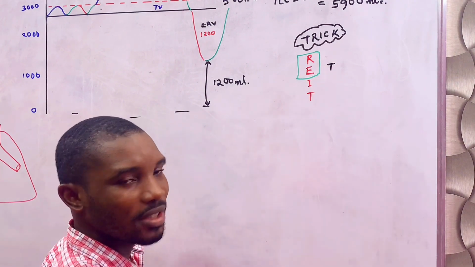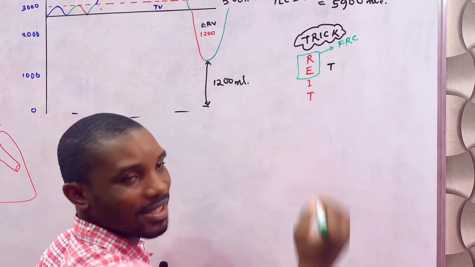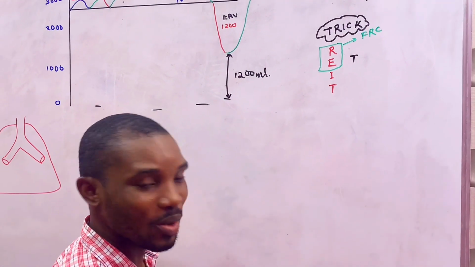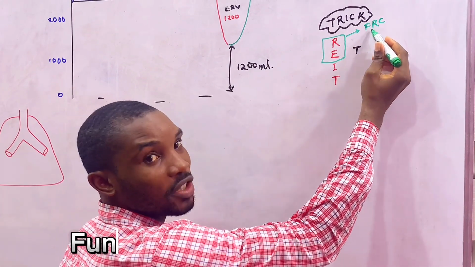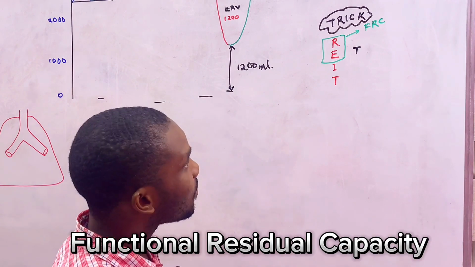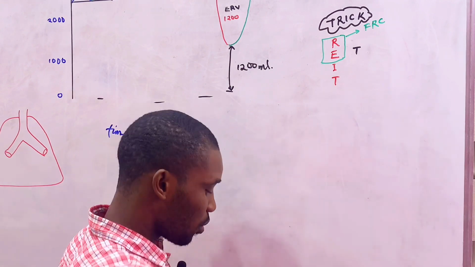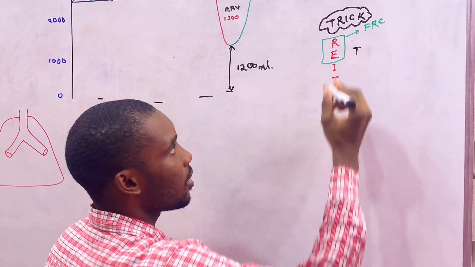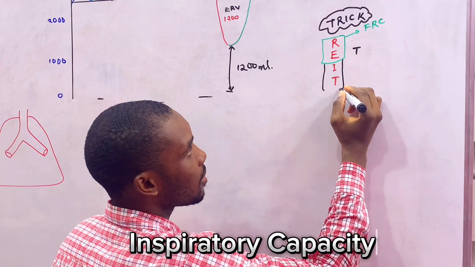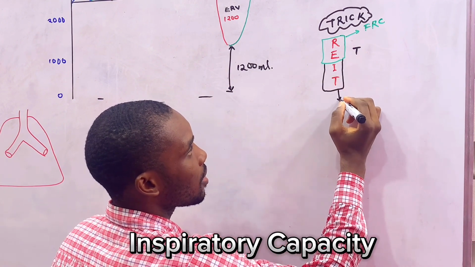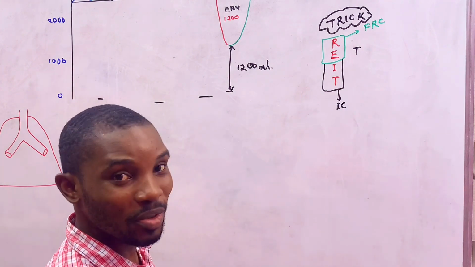You can hear residual, right? So that will give you functional residual capacity. I'm sure you heard residual: residual volume and expiratory reserve volume give you functional residual capacity. Then you take your inspiratory reserve volume and tidal volume. You heard inspiratory, right? That would give you inspiratory capacity. All right, that's pretty easy, right?